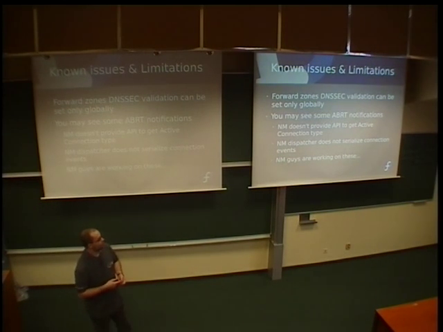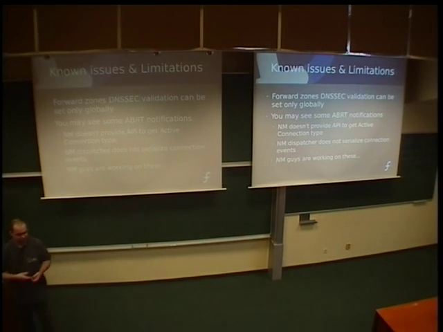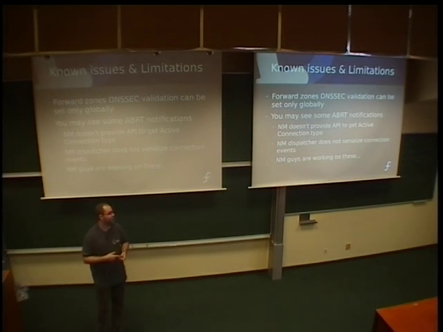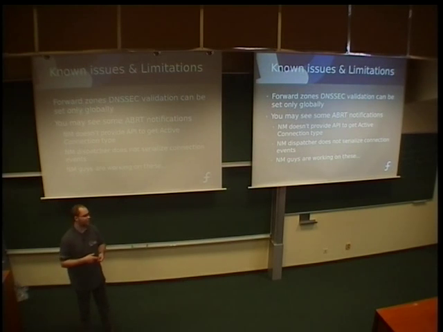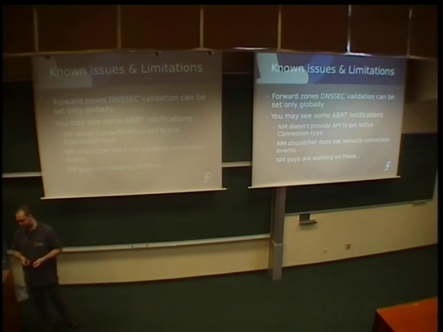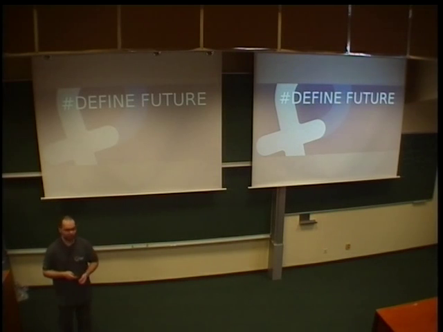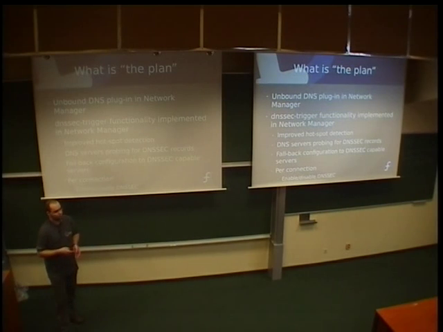And with the latest version, you may see some ABRT notifications. It's not because of our problems, but because we are using NetworkManager bindings that are not fully tested, I would say, and we found a lot of bugs, and we found some more, but the NetworkManager guys are working really hard on fixing them soon, so I hope they'll do it. So what's the future? We feel like the current situation is not what we would like to use in the future.